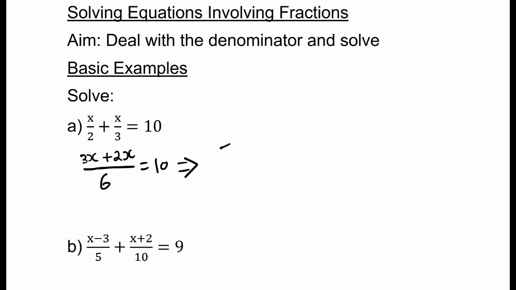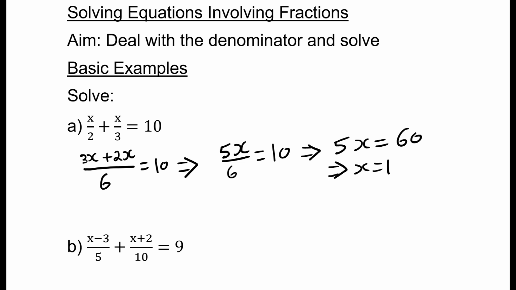So I can say I've got 5x over 6 is equal to 10. I can multiply both sides by 6, which will give me 5x equals 60. And then I can divide both sides by 5, which will leave me with x equals 12 as my answer.